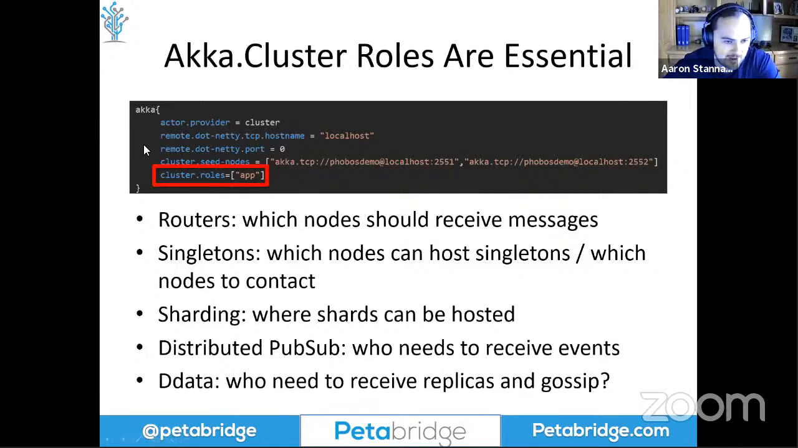So I highlighted the roles definition in HOCON right here. Akka.Cluster roles get used by all sorts of different parts of Akka.NET. Routers use roles to determine which nodes should receive messages. Cluster singletons use roles to determine which nodes can host singletons or which nodes we should contact to communicate with them. Cluster sharding uses Akka.Cluster roles to determine where shards are hosted on the network. Distributed pub sub uses roles to determine who needs to receive events. And then DData uses roles to determine which are the nodes that can host replicas and gossip about different types of events that occur behind the scenes.